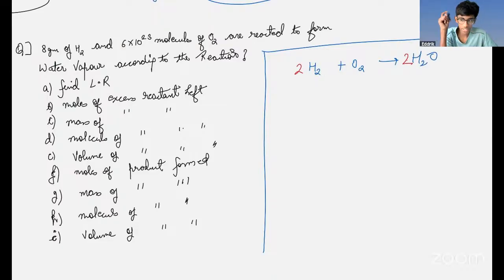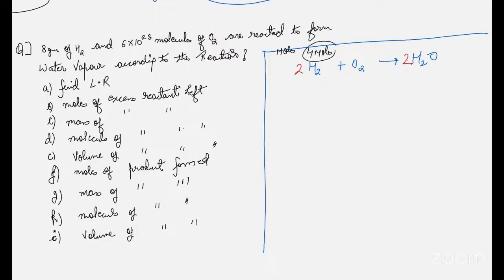How many moles will be there? 8 divided by 2, which is 4 moles. So it means that here 4 moles of hydrogen. Did you understand? Yes, sir. 4 moles. Let me do it with a different pen. Green pens. So here 4 moles of hydrogen is there, and how much oxygen is there?